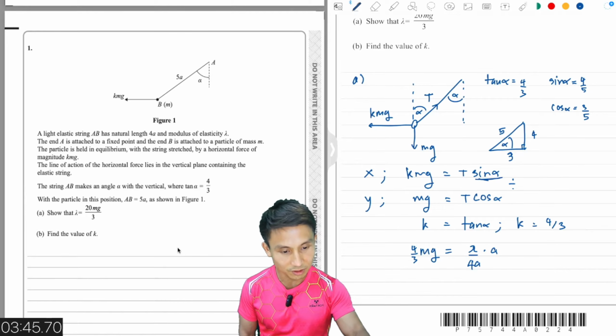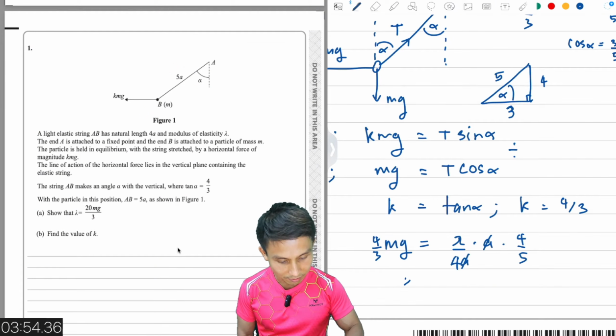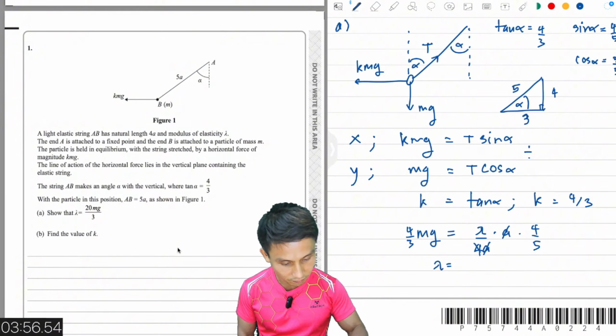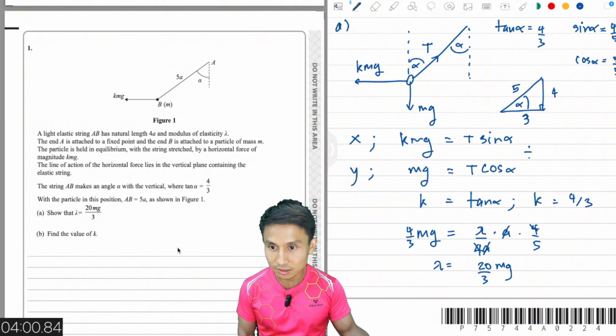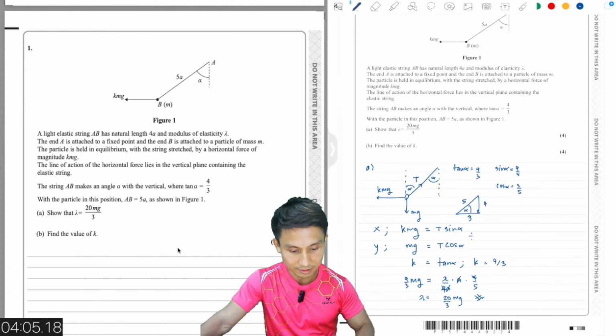Now we have the sine alpha as well. Don't forget, sine alpha is again 4/5. So the a cancels there, and the 4 also cancels here, and then we get lambda to be 20/3 mg, right? And that is as required. That's just part A done.